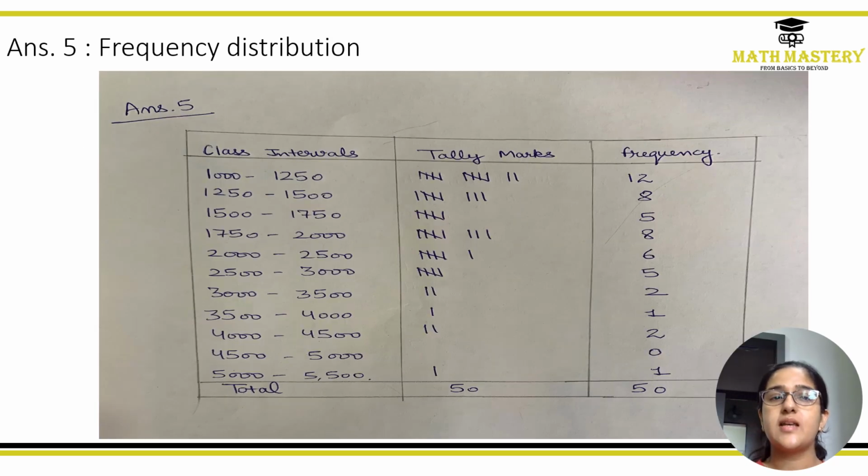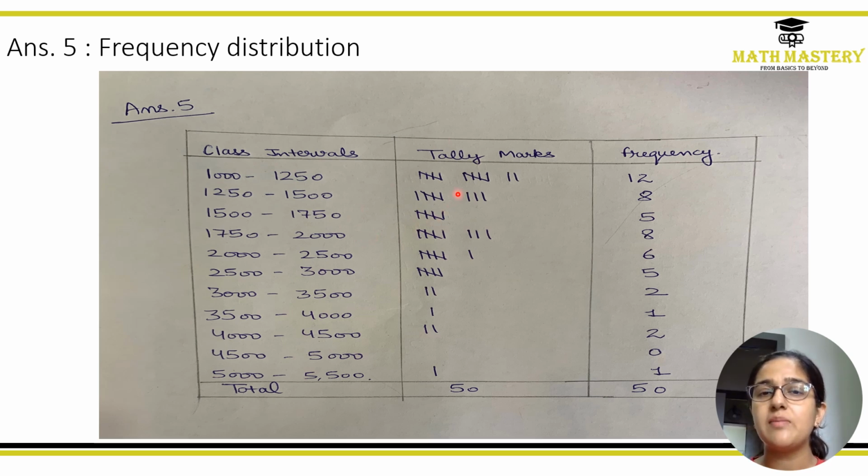For the second part, we have to divide the data into class intervals and construct a frequency distribution table. So this is the frequency distribution table. I have taken values starting from 1000 and a class size of 250 from 1000 to 2000. So you see 1000 to 1250, then 1250 to 1500, 1500 to 1750, 1750 to 2000.